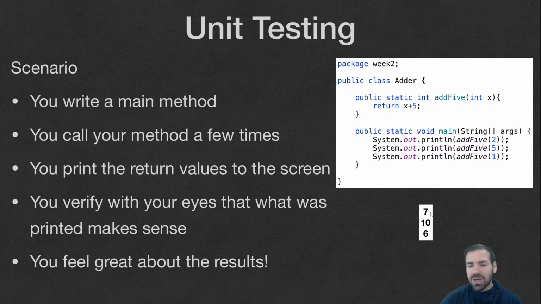So we run this code and we manually verify with our human eyeballs what was printed to the screen. We see 7, 10, 6, and we say, that looks good. Yeah, that looks good. 7, 10, 6, that's what I expected. That's what was printed. Looks like everything worked the way it was supposed to.